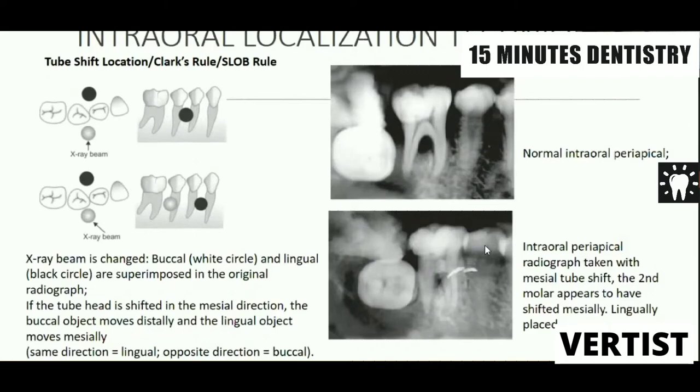Take another radiograph and shift the tube mesially. Now, if the tooth also shifts mesially, then same side, mesial. If the tooth shifts lingually, then it is in the opposite side direction. So now here you can see it has shifted. The radiograph is taken with the mesial shift and the molar appears to have shifted mesially. So it is on the same side. So this is lingually placed. So this is a helpful guide to the surgeon.